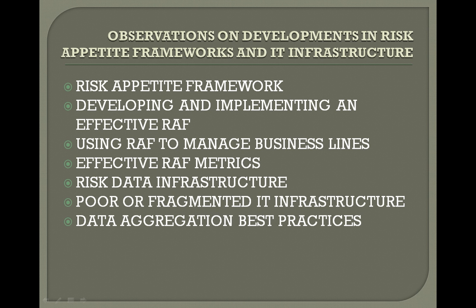Okay, this chapter is about the FRM Part 2, operational risk, and the heading says observations on the development of a risk appetite framework and IT infrastructure. This topic discusses the concept of the risk appetite framework. For the exam, understand the elements and benefits of RAF and be familiar with the best practices for an effective RAF. Also, be able to identify metrics that can be monitored as part of an effective RAF. Finally, understand the elements and benefits of robust data infrastructure as well as best practices related to data aggregation.